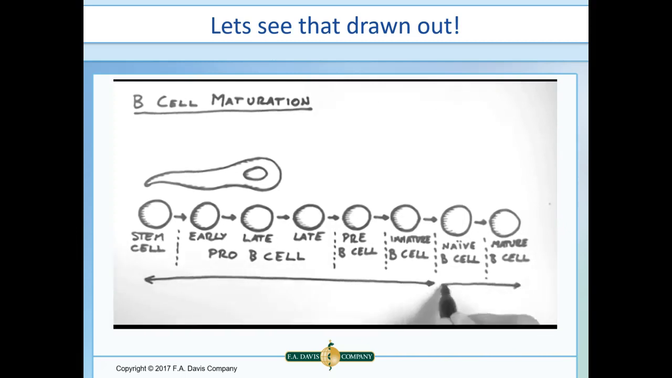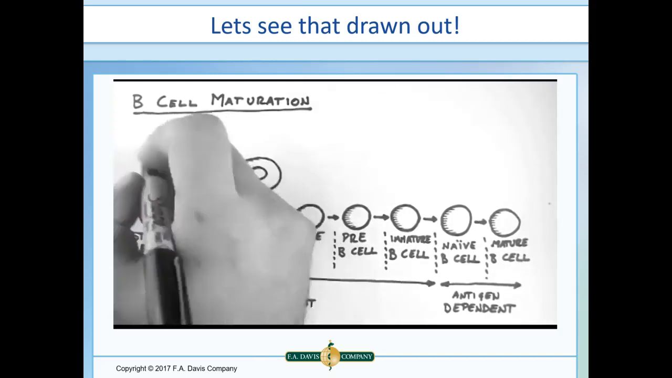The first part within the bone marrow is the antigen-independent phase, because B cells progress through these stages without the presence of an antigen. The part within the secondary lymphoid tissues is called the antigen-dependent phase, because to progress from a naive B cell onward requires the presence of an antigen. So let's see how all this happens.